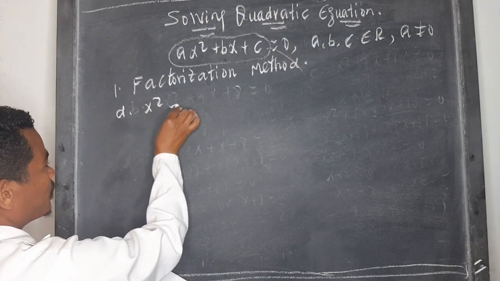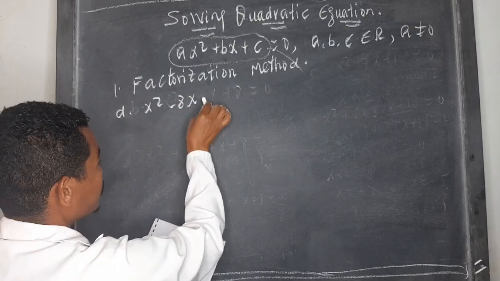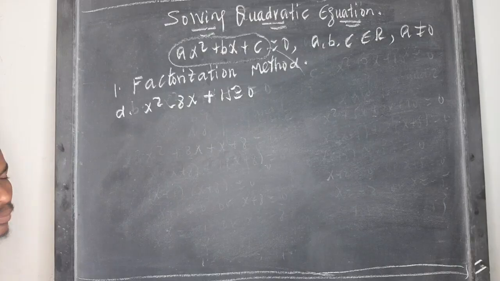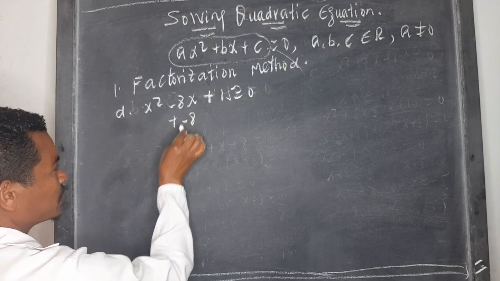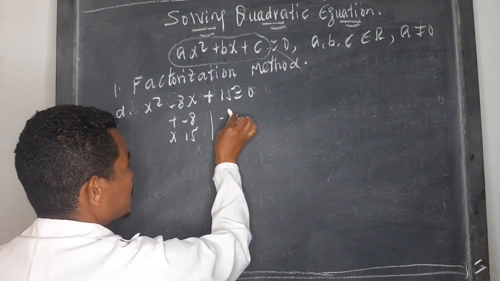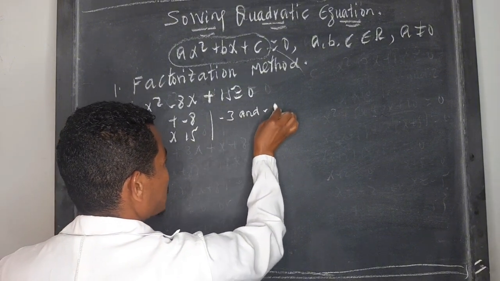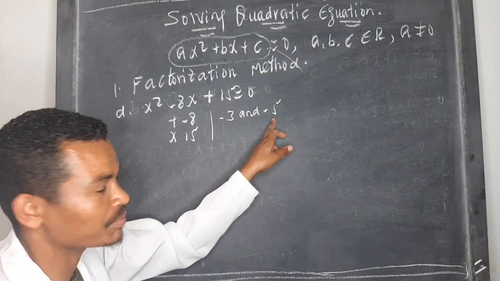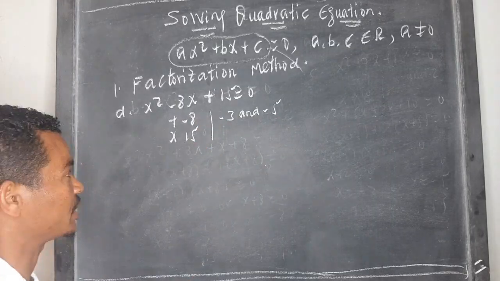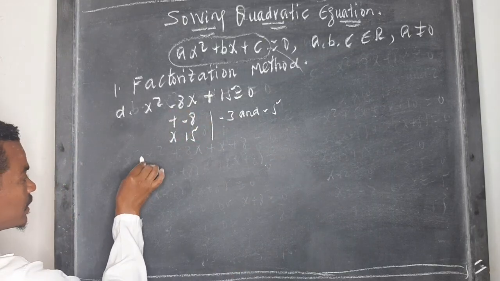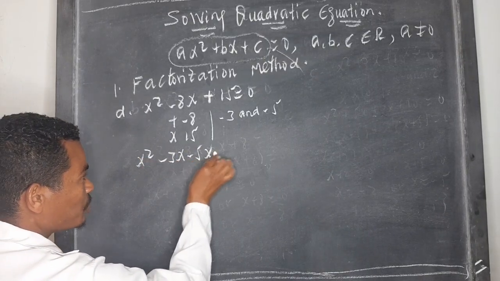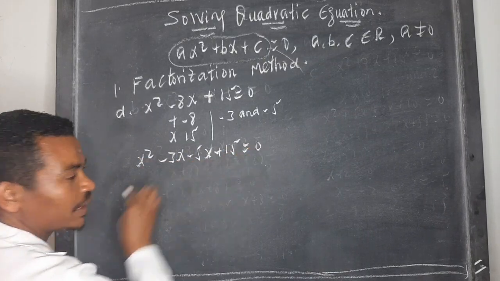d, x squared minus 8x plus 15 is equal to 0. ስንደምራቸው ኔጌቲቭ 8 ስናባዛቸው 15 ስንትና ስንት ናቸው? Minus 3 and minus 5. Minus 3 plus minus 5 is minus 8. Minus 3 times minus 5 is 15. So እችኛውን እዚህ ጋር ሰርት እናደርጋለን። That is x squared minus 3x minus 5x plus 15 is equal to 0.